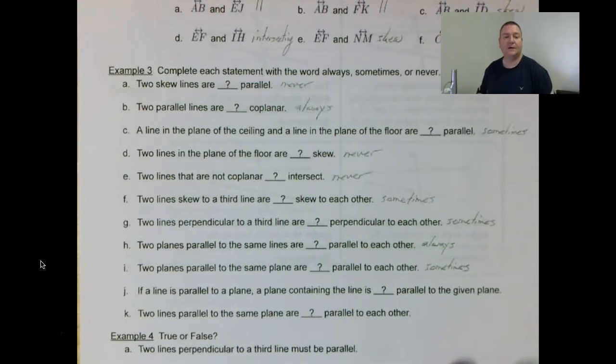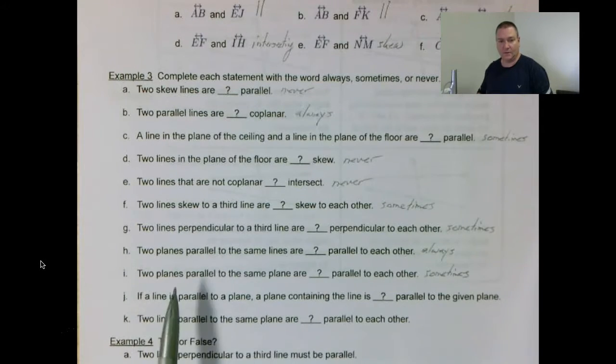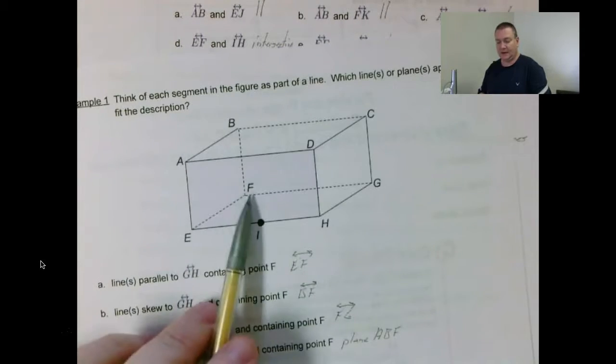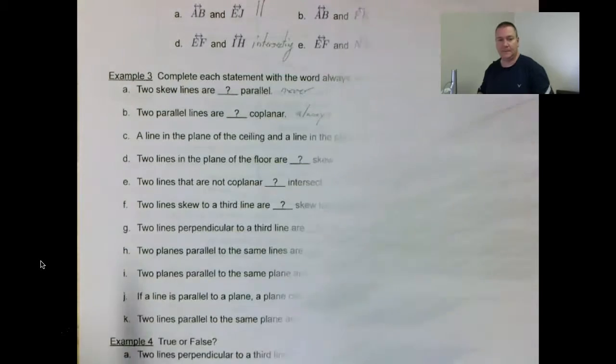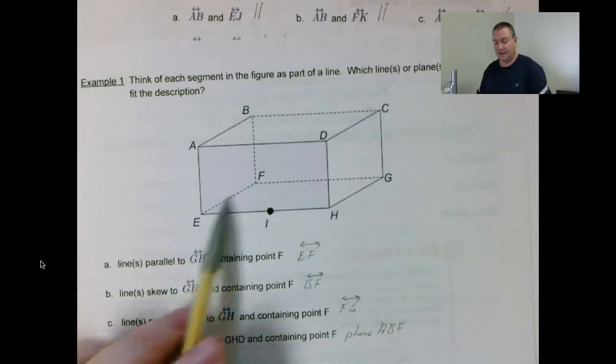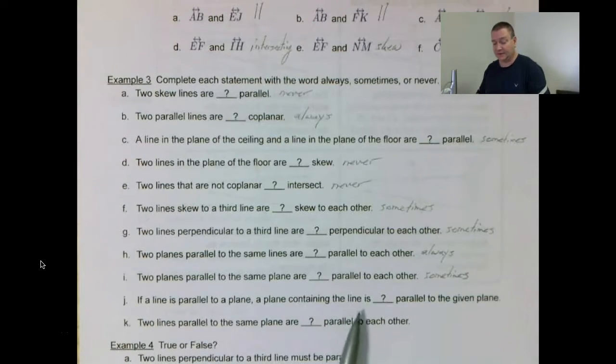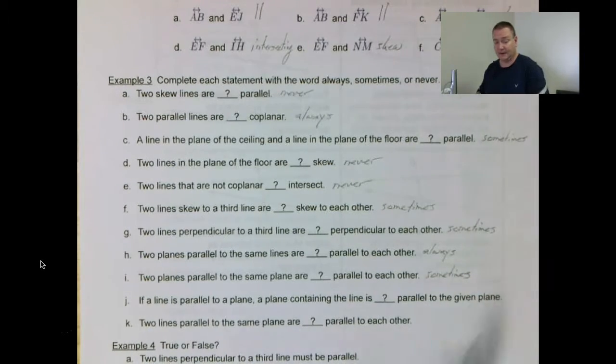If a line is parallel to a plane, a plane containing the line is always, sometimes, or never parallel to the given plane. So if a line is parallel to a plane, so EF is parallel to plane ABC, a plane containing the line, EFG contains EF, is always, sometimes, or never parallel to the given plane.